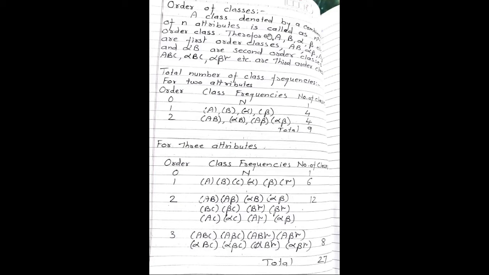Order of classes. A class denoted by a combination of n attributes is called an nth order class. Therefore, A, B, alpha, beta, etc. are first order classes. AB, alpha beta, A beta and alpha B are second order classes. ABC, alpha BC, alpha beta gamma, etc. are third order classes. See the total number of class frequencies for two attributes.